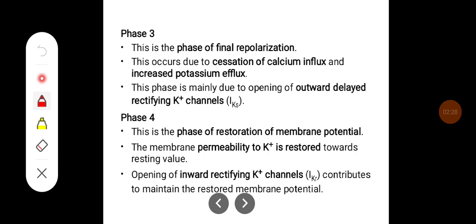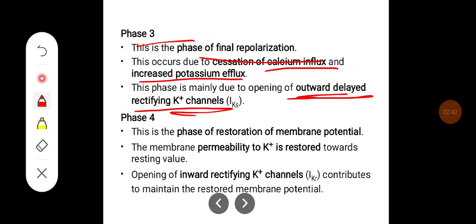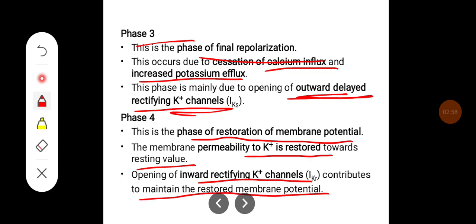Phase 3 is the phase of final repolarization. So this occurs due to the cessation of calcium influx and increased potassium efflux. So this phase is mainly due to the opening of outward delayed rectifying potassium channels, IKS. Phase 4 is the phase of restoration of membrane potential. The membrane permeability to potassium is restored towards the resting value. Opening of the inward rectifying potassium channels, IKR, contributes to maintain the restored membrane potential.